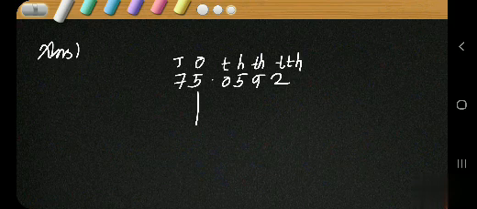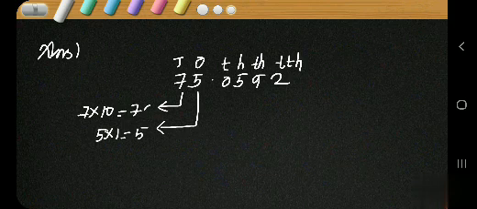Yes, 5 is in the ones place, which means its place value is 5 into 1 is equal to 5. Okay, 7 is in the tens place. So what is the place value of 7? 7 into 10 is equal to 70. Okay, so the whole number part is over. Now let's begin with the decimal part.